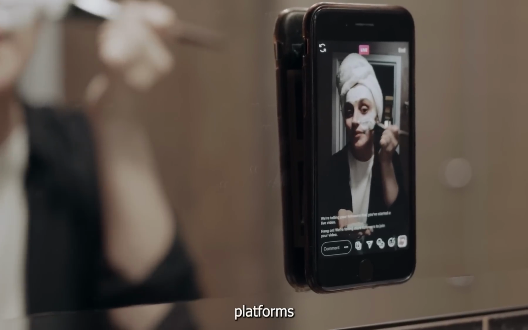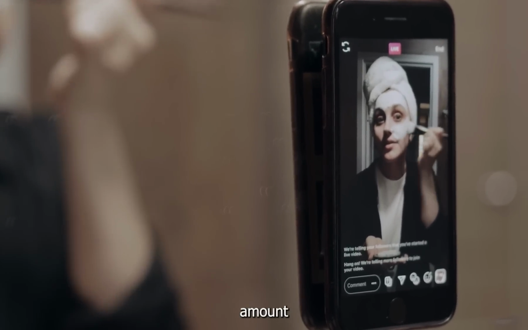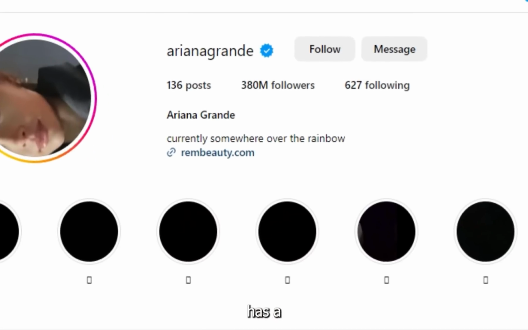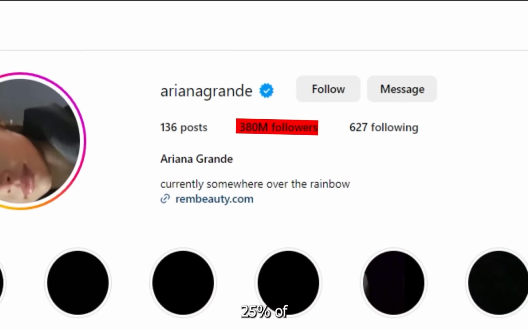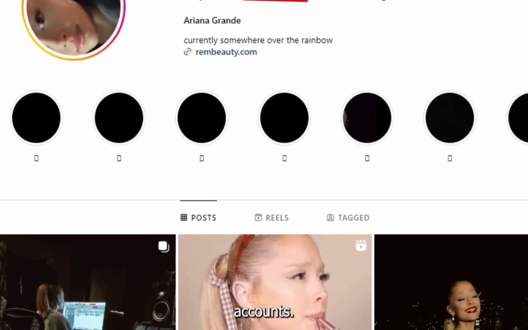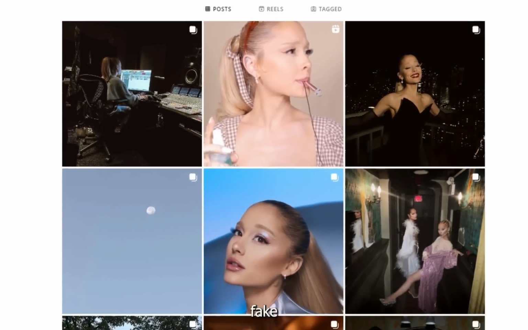Instagram is another one of these platforms that has had a significant amount of bot activity. Ariana Grande has a resounding 194 million followers on Instagram. However, it is reported that 25% of these followers are fake accounts. That is around 50 million fake followers.